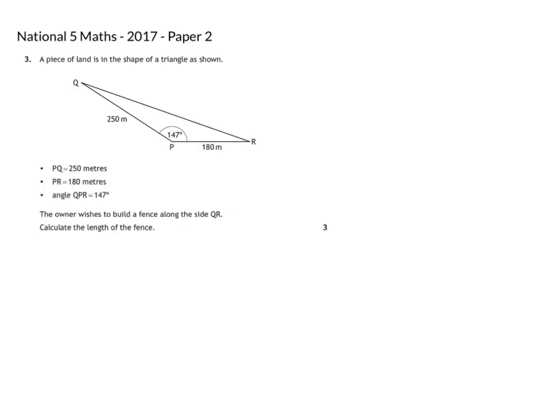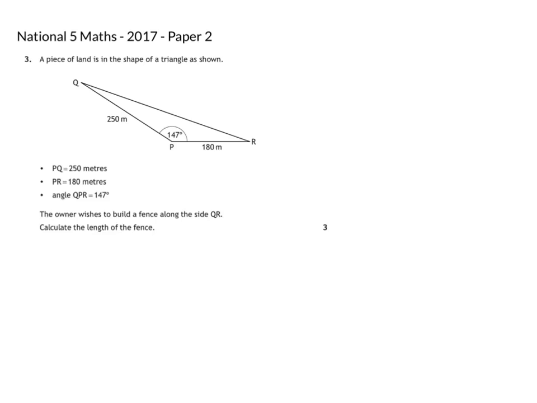Here we go with question 3. So we have a piece of land in the shape of a triangle as shown. So we know that P to Q, this side here, is 250 meters. We know that P to R is 180 meters. And it's telling us that the angle in here, QPR, is 147 degrees. The owner wishes to build a fence along our third side, so we need to calculate the length of the fence.